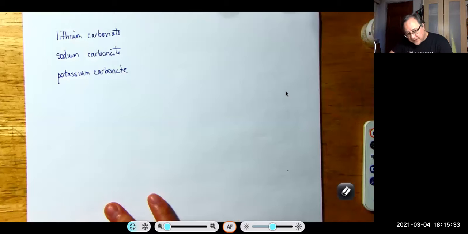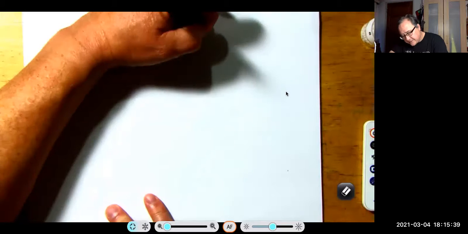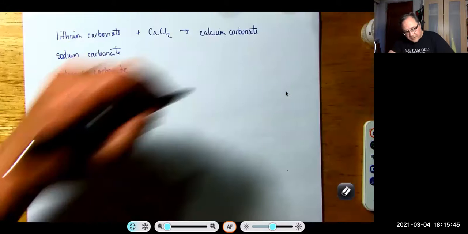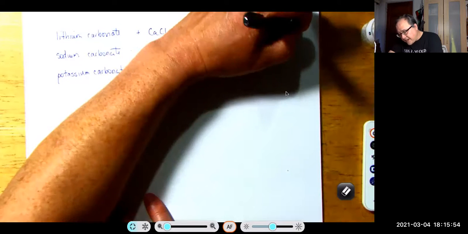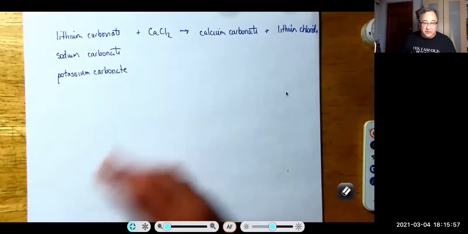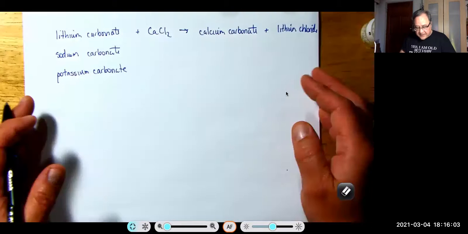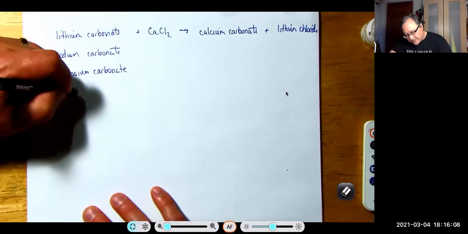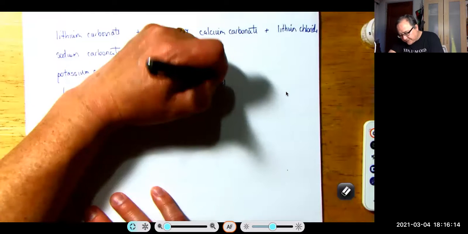We're going to react this with calcium chloride, and we're going to make calcium carbonate. And we're going to have the leftover, which would be lithium chloride in this case. You can see I'm not writing out the formulas because I want you to figure out what the formulas are for everything. So you get your reaction all nice and balanced. And in this case, we want this to be limiting. And we want this to be in excess. And this is going to be a solid. And this is going to be aqueous.